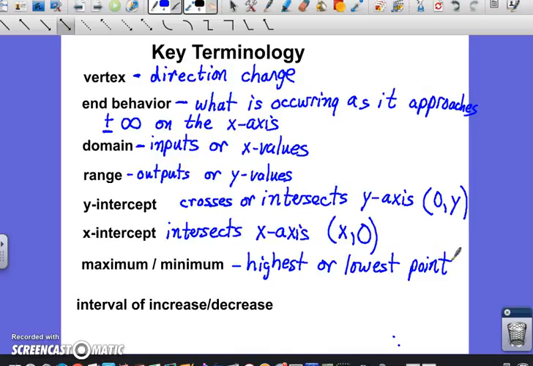Now, the next one, the last one we need to deal with is interval of increase or decrease. Now, interval means a period of time. So that's interval.